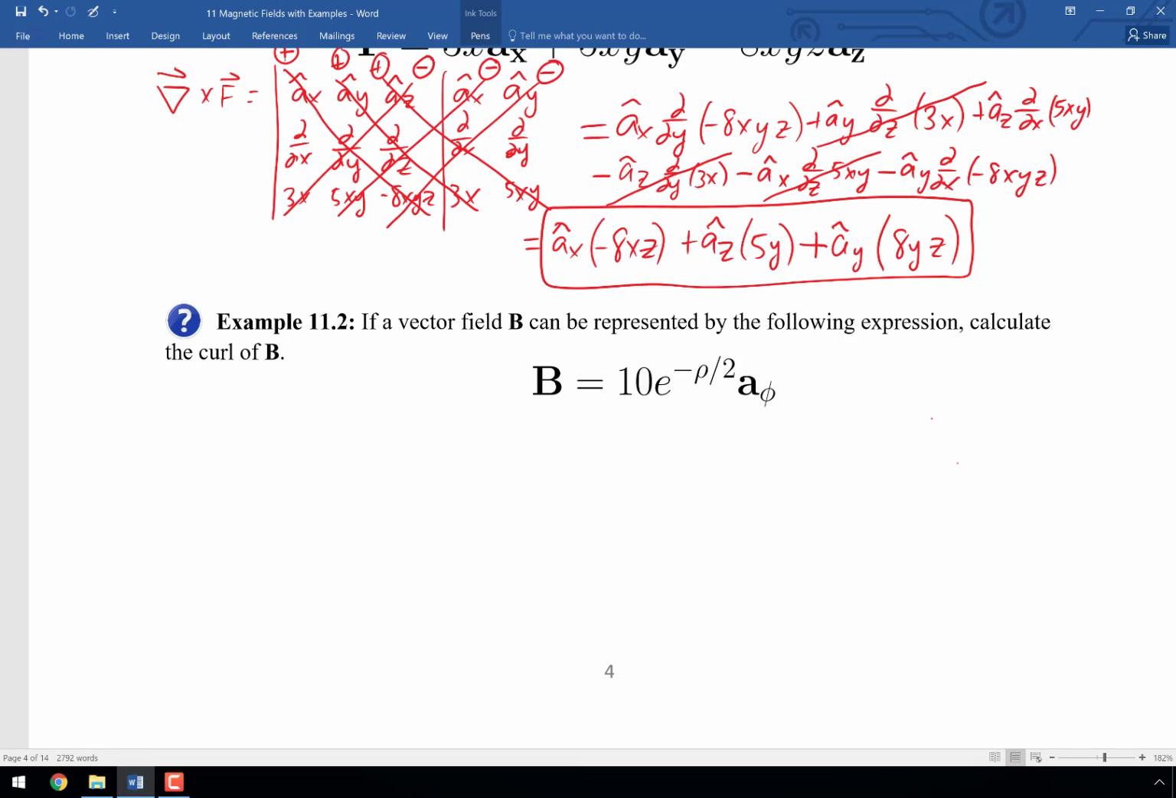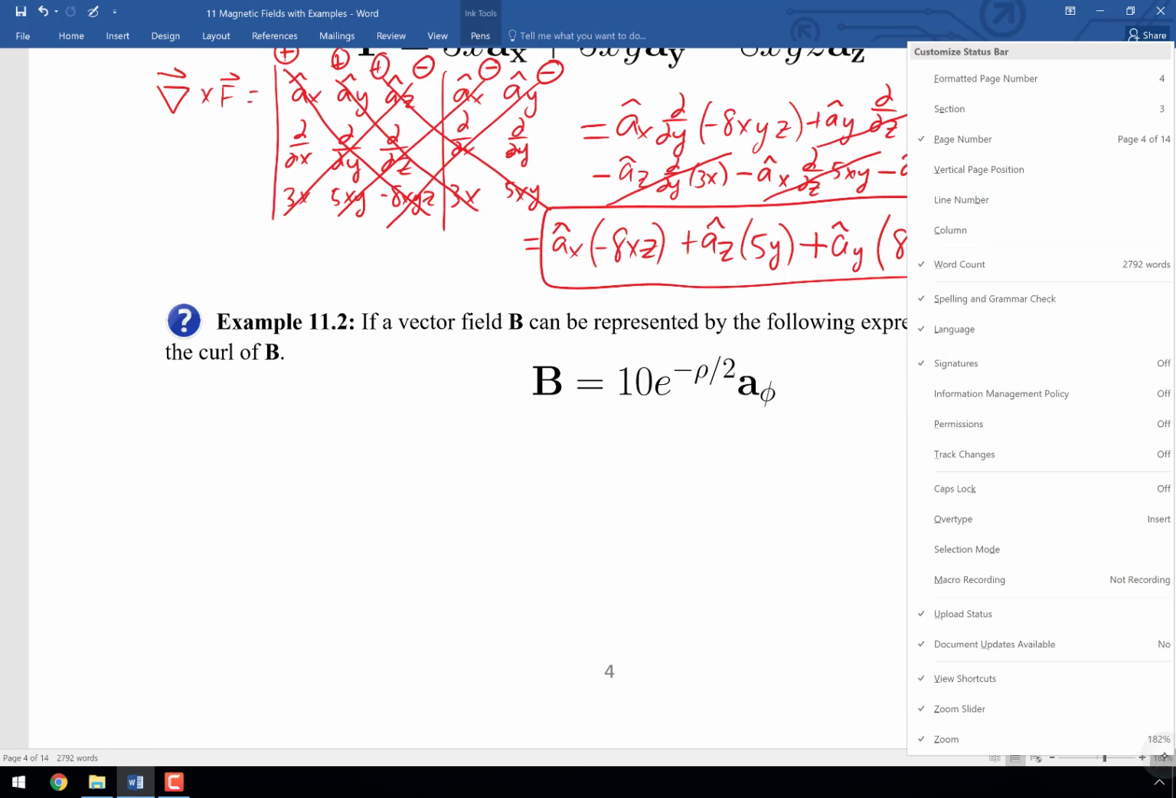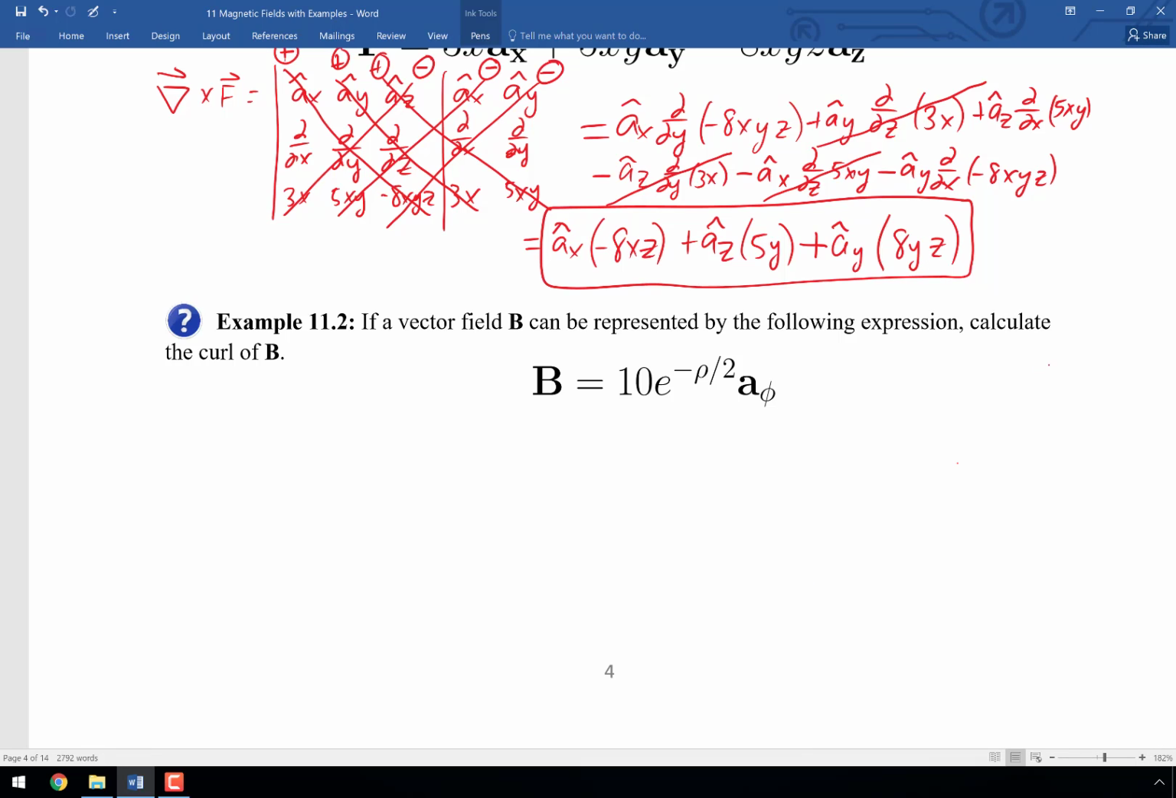So let's consider, we have a vector here. If I'm at a certain distance rho away from the center, then the a sub phi is pointing in this direction. And the strength of that is going to depend upon the rho. You can see that as rho increases, since rho is negative in the exponent here, the current density, I'm sorry, it's not a current density, it's just a vector field, is going to decrease.